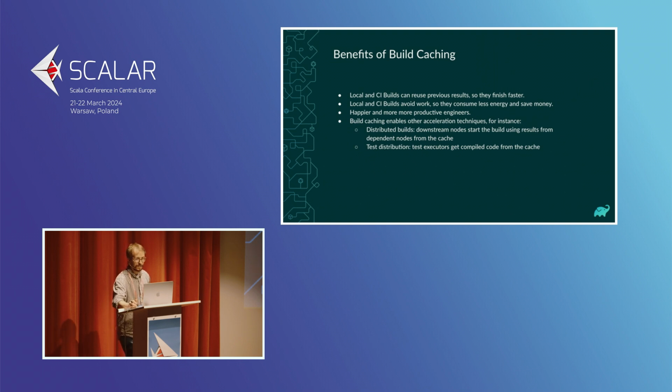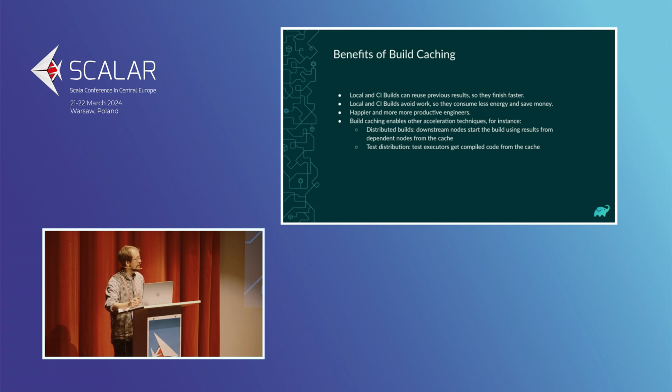So build caching has benefits. As we've seen, builds become faster if they can avoid doing some work, so that's better. If we avoid work, that means that we end up consuming less energy, so we also save money. We have engineers who don't have to wait around for the builds to finish, so they're more productive, and also happier. And eventually, once we have build caching, it also means that we have the potential to enable more acceleration techniques on top of that.